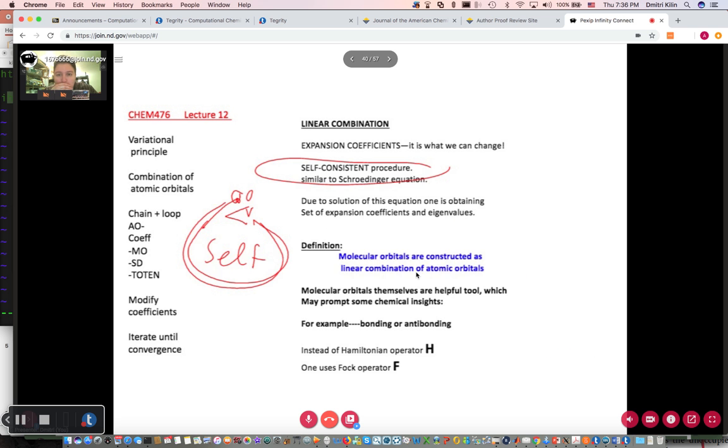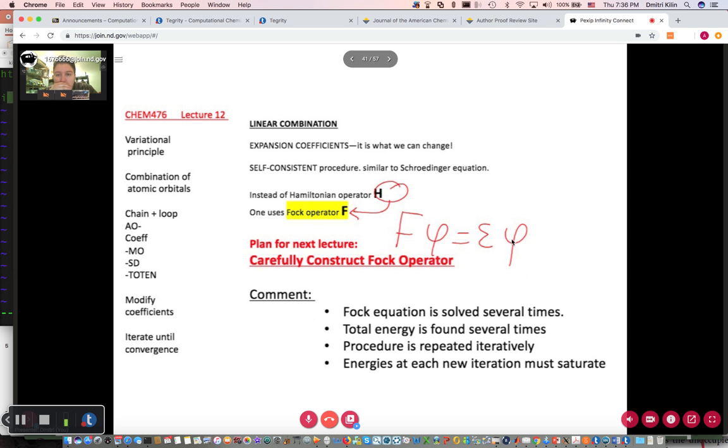So the Fock operator. This analog of the Schrödinger equation, the Fock operator, will be solved several times, again and again. We will be solving for one molecular orbital, assuming that all other orbitals are known and populated by electrons. So we will be solving for an orbital, then populating it with electrons, then solving again. Do not rush, do not panic if it sounds strange. We will go over it because it is a critically important procedure. But the Fock operator is solved several times. Total energy is found several times. And the procedure is repeated iteratively until the total energy converges.